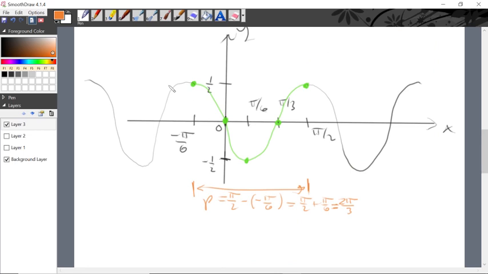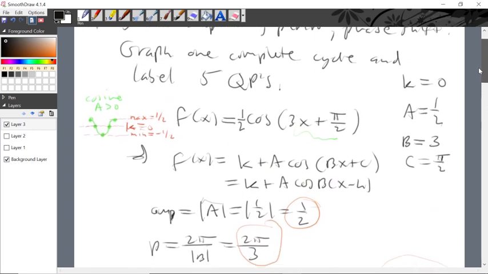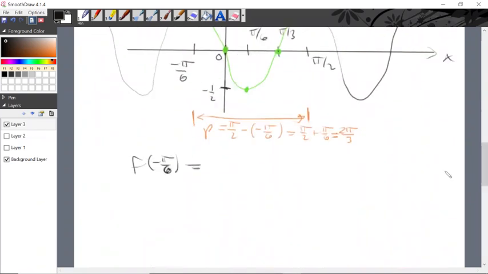Now, just to be sure, when we plug negative pi over 6 into the function, we expect the output to be 1/2. Well, let's evaluate. F of negative pi over 6 equals, let's just see that it comes out to 1/2 like we predicted. The function is 1/2 cosine of 3x plus pi over 2. So we have 1/2 cosine of 3 times our x value, which is negative pi over 6, plus pi over 2.